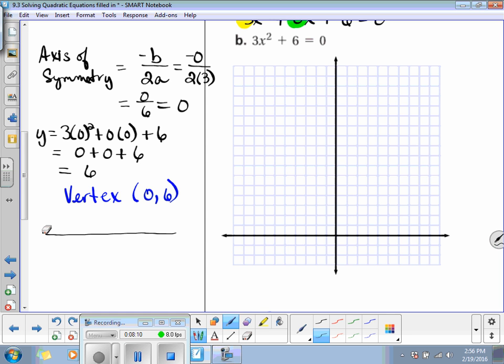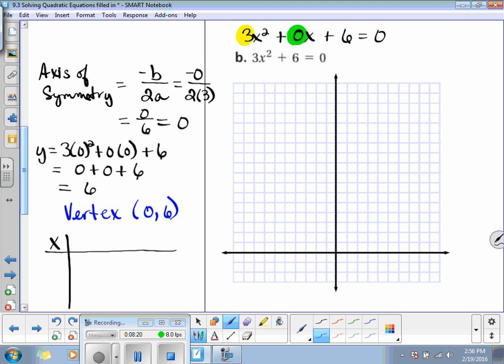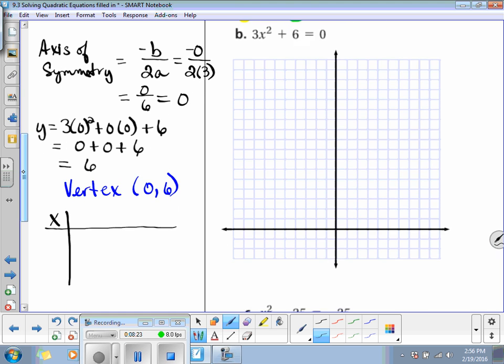So we've got our x, and we can go ahead and leave the 0x out now, just because we're just going to substitute in. So we're going to have 3x squared plus 6, and that's going to give us our y. So let's just do 0 and 1. Okay? So we have 3 times 0 squared plus 6. That's going to be 6. Isn't that our vertex? Yeah, that's our vertex, right?